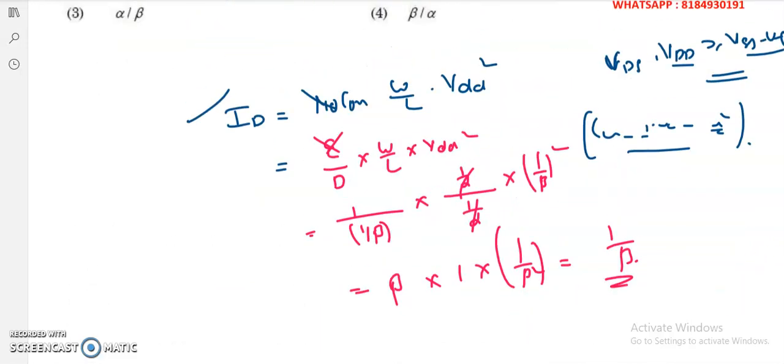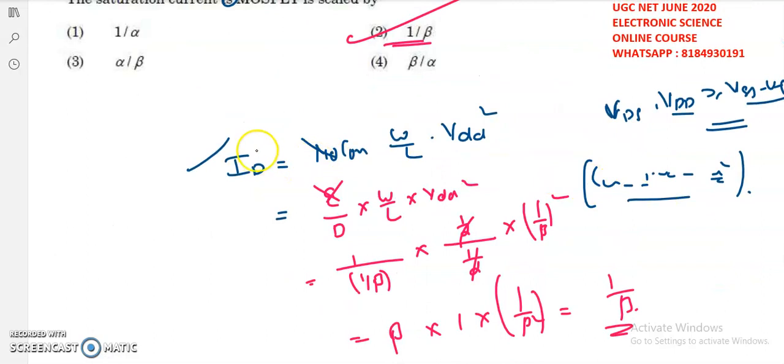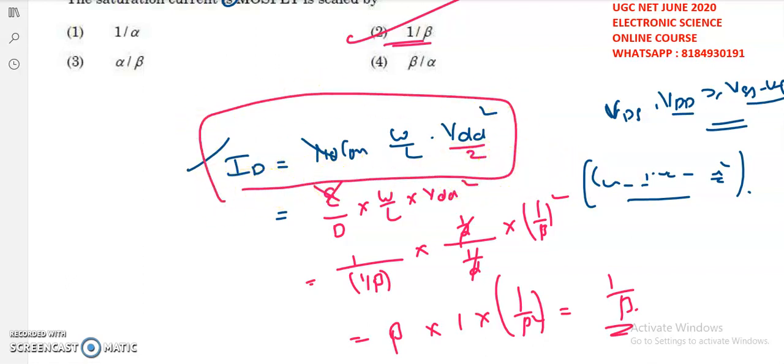In the previous problem, I told that the saturation current equation is mu naught COX W by L into VD square, but here the by 2 will be there. Anyhow, in the scaling factors, this by 2 is not responsible. It is a constant, so it won't play a major role. But anyhow, the formula correction is this one, by 2 will be there.